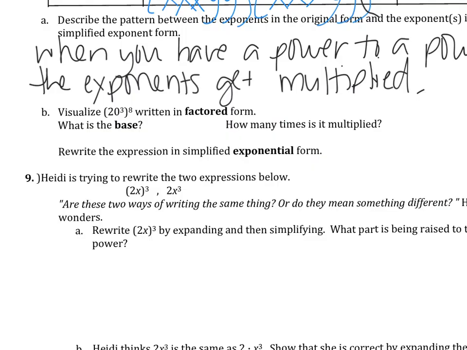So in part B, we're going to visualize 20 to the 3rd power raised to the 8th power written in factored form. So our base is going to be our 20, and then how many times is it multiplied? Well, we're going to take the 3 and multiply it with the 8, so it's going to be 24 times. So if we rewrite the expression in simplified exponential form, it's going to be 20 to the 24th power.